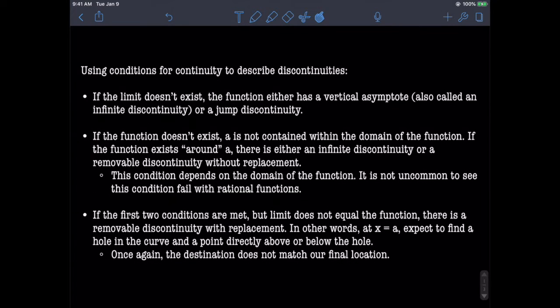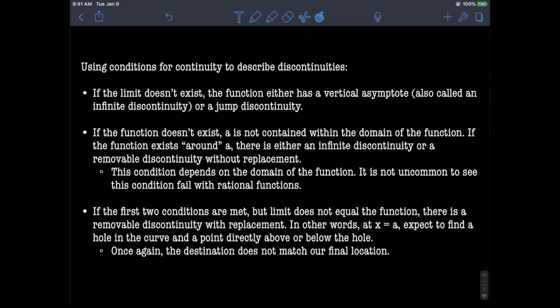Well, since the first condition has to do with limits, why don't we talk about what happens when the limit doesn't exist? No matter what, if the limit doesn't exist, this means you either have a vertical asymptote, which we'll call an infinite discontinuity, or a jump discontinuity. We'll take a look at what that looks like on a graph in just a minute.